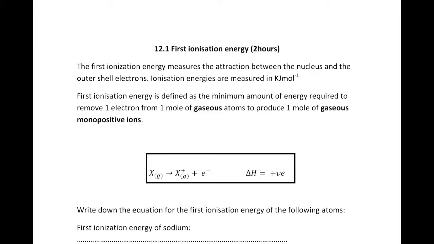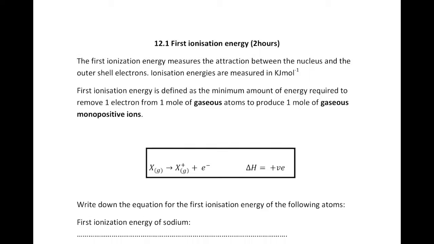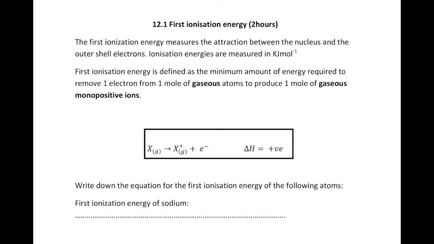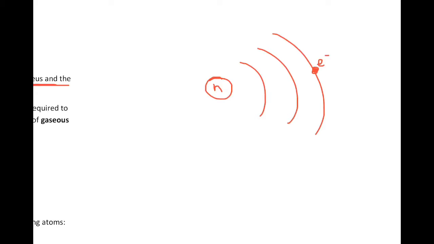So this video is going to talk about first ionization energy. First ionization energy measures the attraction between the nucleus and the outer shell electrons, which means that if you have a nucleus here, what we will try to do when we're ionizing is take out the outermost electron and remove it completely from that atom.